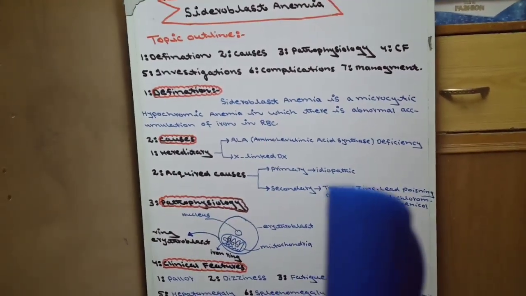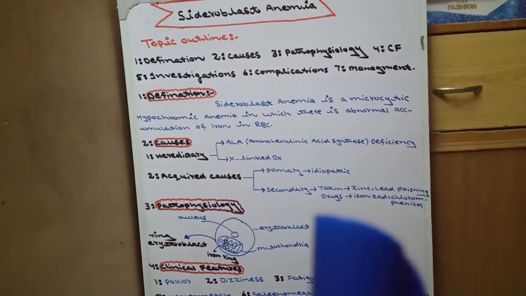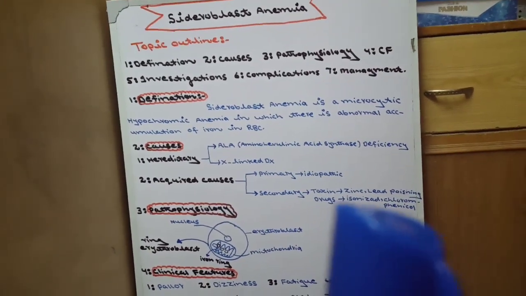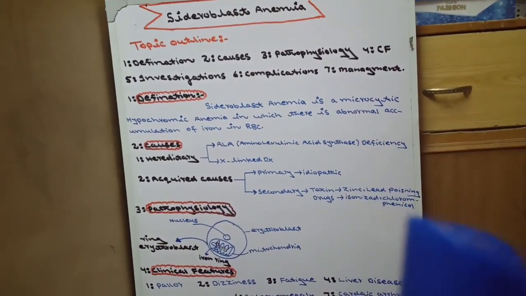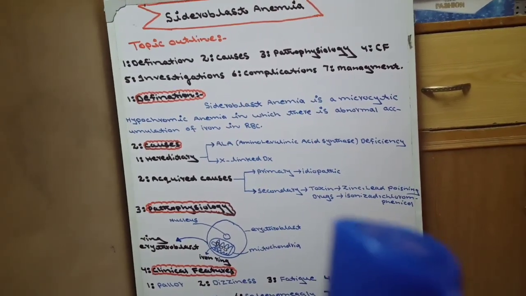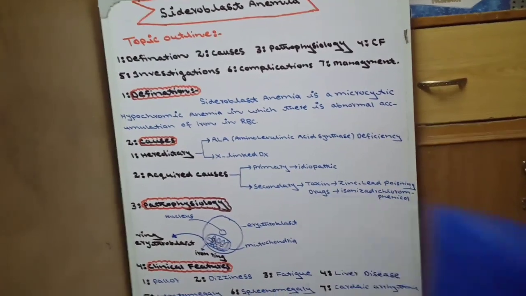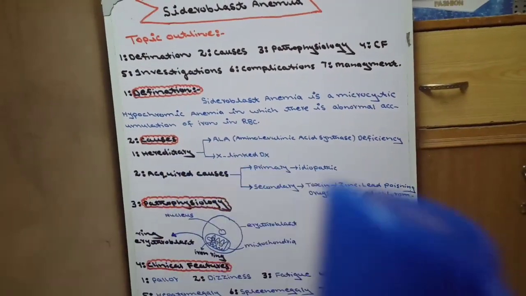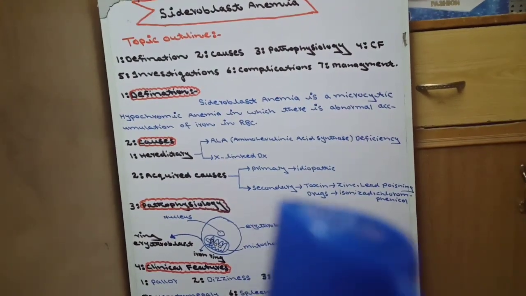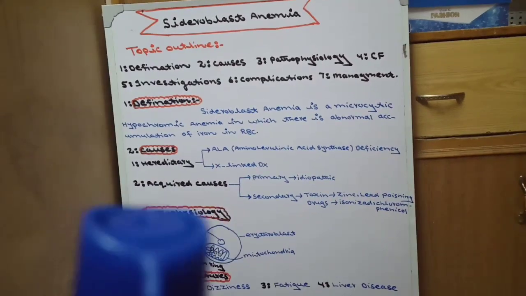Now second is secondary. In secondary, two causes come. Number one is toxin, number two is drugs. In toxin, there is zinc and lead poisoning, and number two, in drugs, there is isoniazid and chloramphenicol. These are the two causes which come in secondary. Now, the causes of Sideroblast anemia are complete.